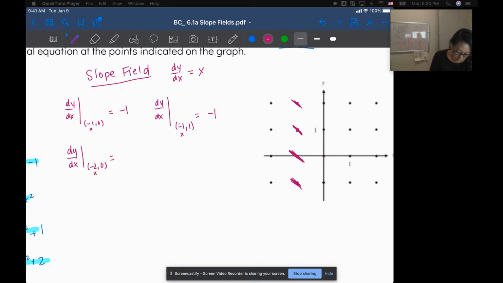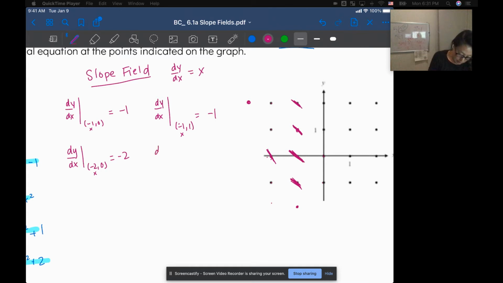Okay, so next up, we have dy over dx evaluated at (-2, 0). So the x is -2. So at (-2, 0), the slope is -2. So again, I would go up 1 to the left, down 2 to the right 1. So I want to be connecting a line between these 2 points. So I'm going to just draw in a little curve that has a slope of -2, okay?